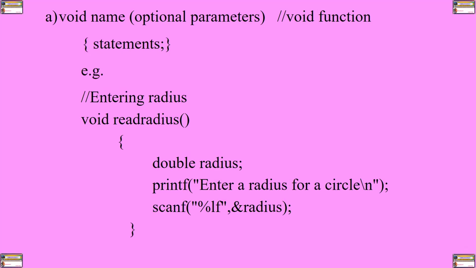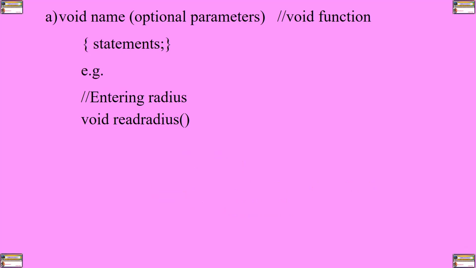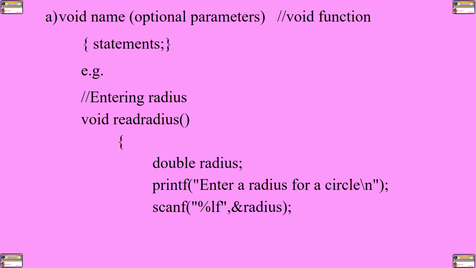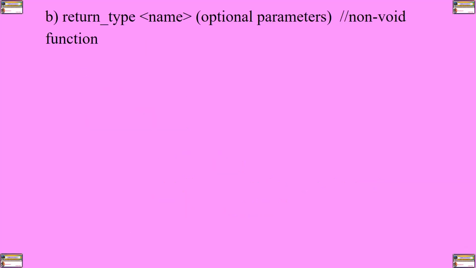So the format is the reserved word, that's the data type, the return type, which is void, meaning nothing is going to be returned to the caller, followed by the name of the function, which is readRadius, and then followed by a pair of parentheses, which may or may not have any parameters. And then we have the opening brace, and then the body, which contains the declaration statements, and then the output statements and input statement, and the closing brace.